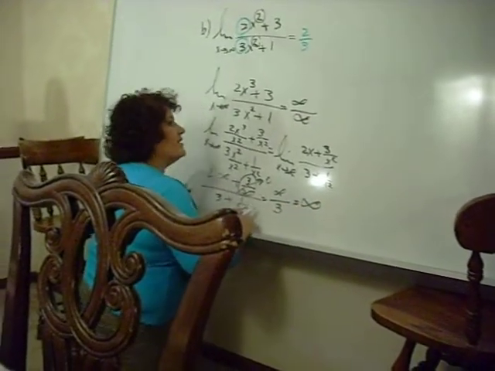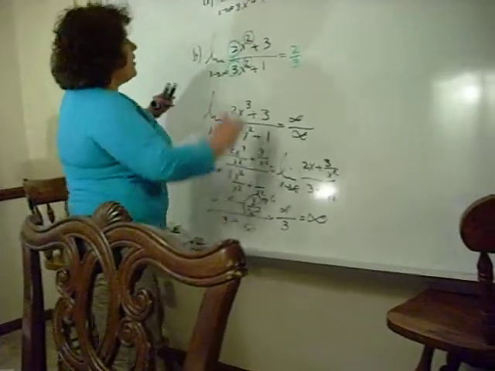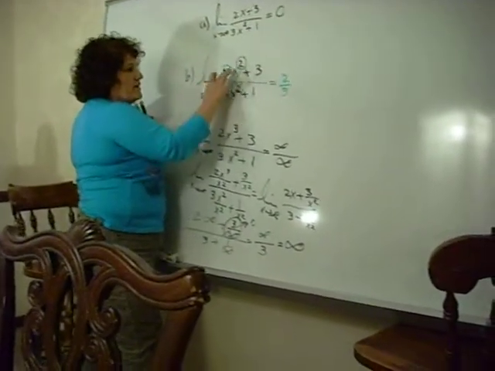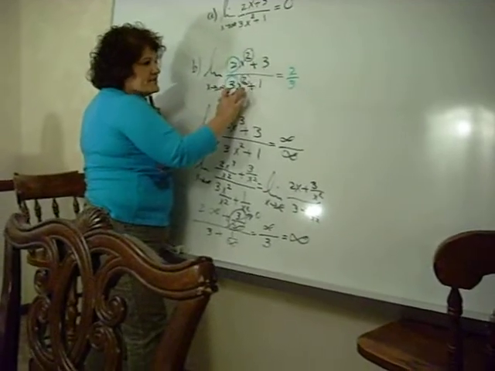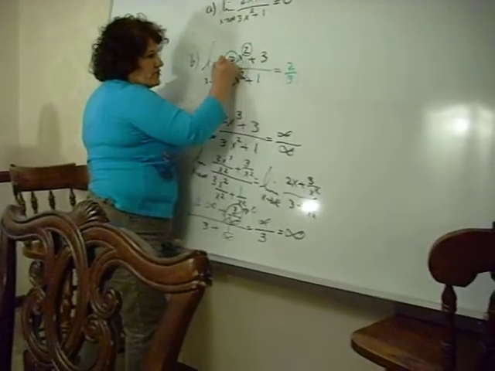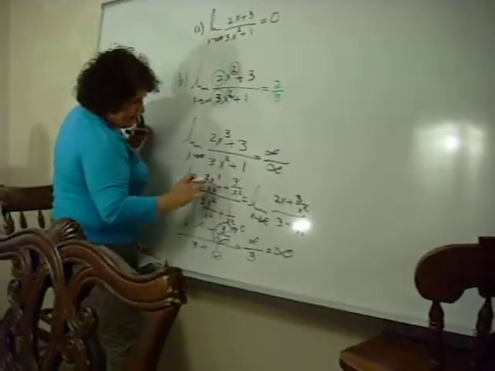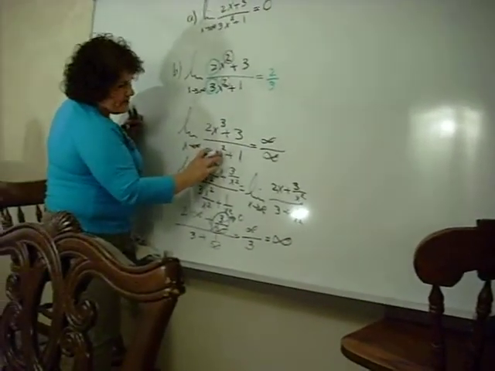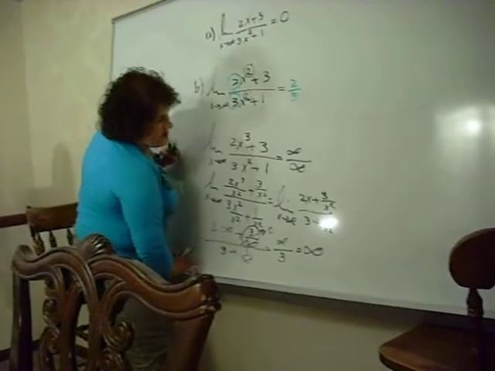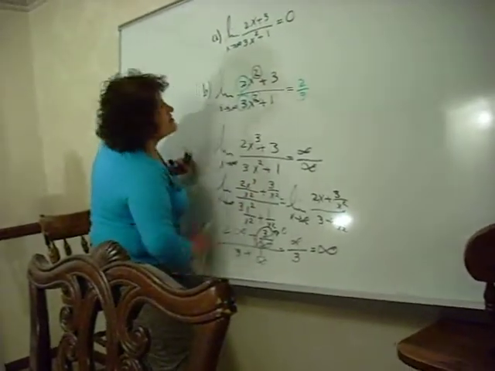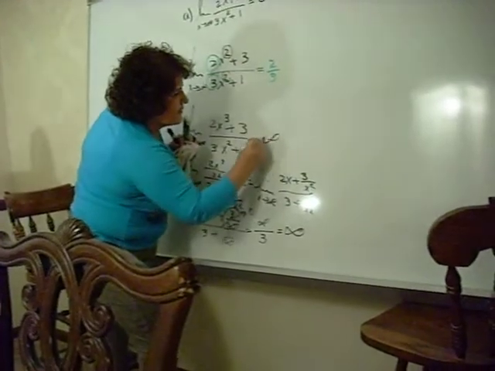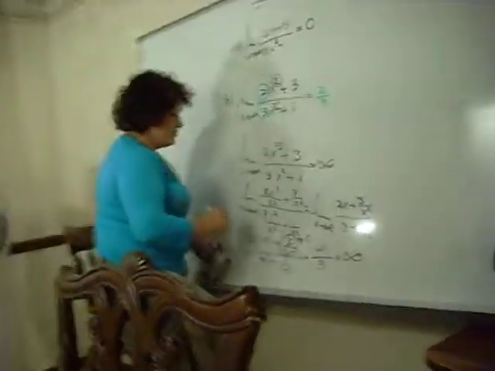So what we learn is: if the power of the numerator is less than the denominator, the answer is 0. If the power of the numerator is the same as the denominator, the answer is the ratio of the coefficients. And if the power of the numerator is greater than the denominator, the answer is infinity. So I'm going to erase this and put equal infinity. And that's it for these.